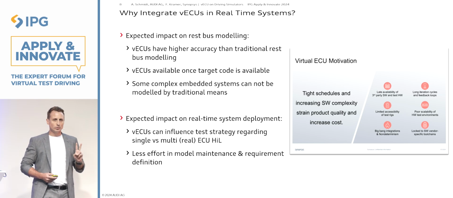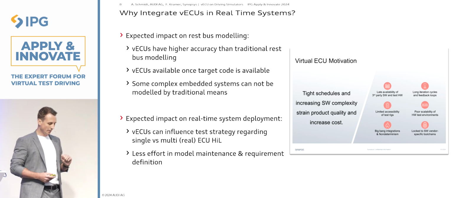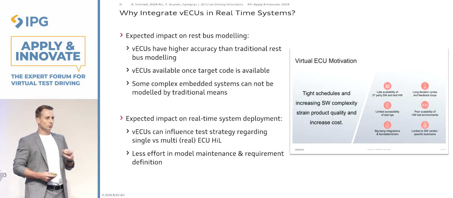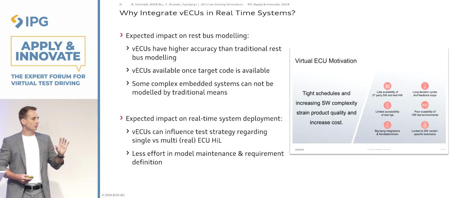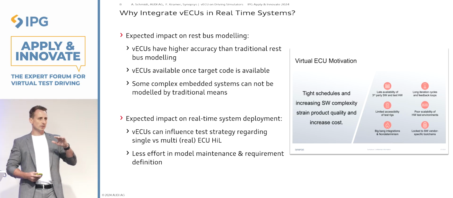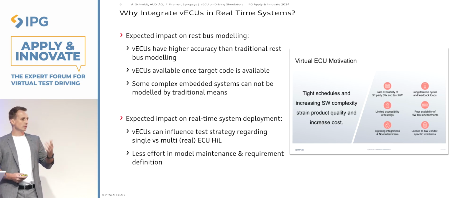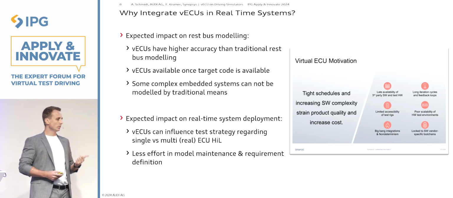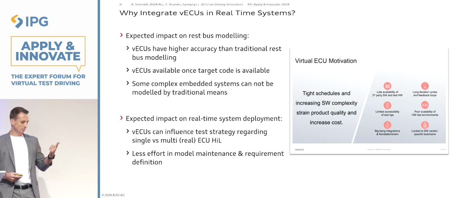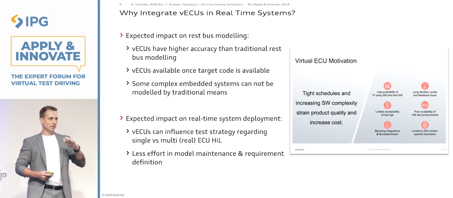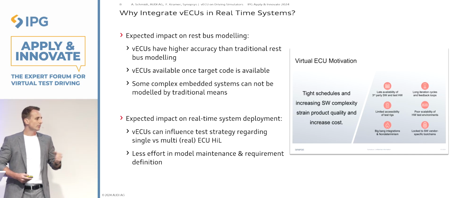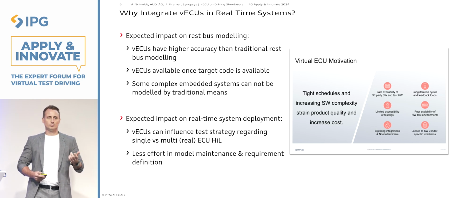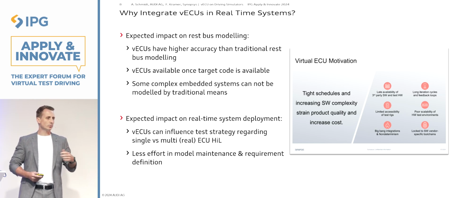The second effect that we expect to see is when you kind of sketch how you want to deploy your real-time testing, right? Adding virtual ECUs could change the test path or the test deployment that you will decide for, right? Will it be a single ECU HIL? Will it be a multi-ECU HIL? Let's say today you typically go for the least amount of real-time systems that you need to achieve the best or the needed fidelity of the hardware-in-the-loop simulations.